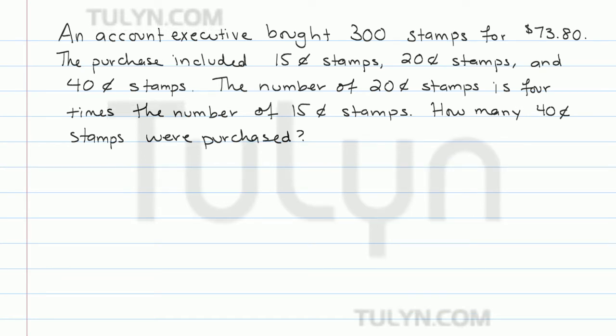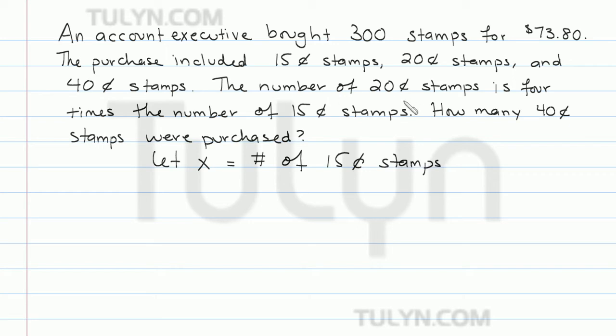So the first thing we should do, since this is a word problem, is label our variables. We know there are 15-cent stamps, 20-cent stamps, and 40-cent stamps, and that the number of 20-cent stamps is 4 times the number of 15-cent stamps. So we can write the number of 20-cent stamps in terms of the number of 15-cent stamps. Since 15-cent stamps are the most independent variable, let x be the number of 15-cent stamps.